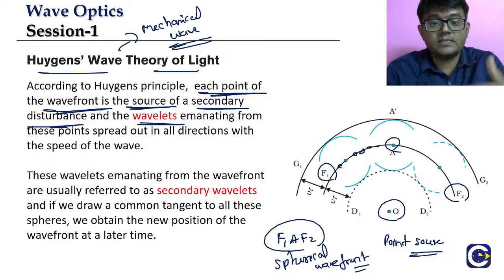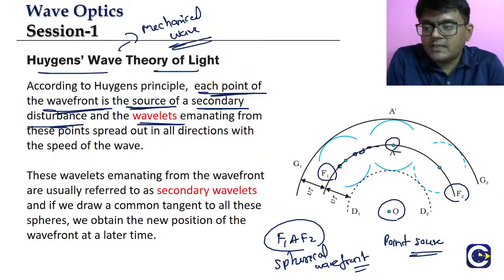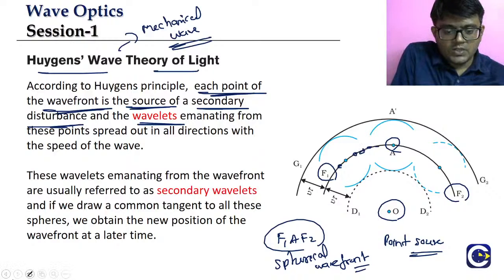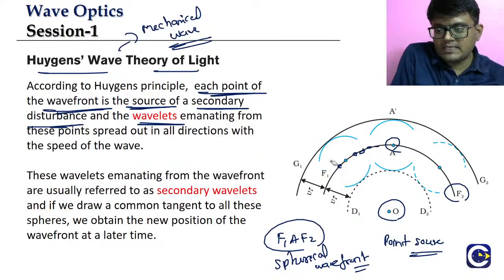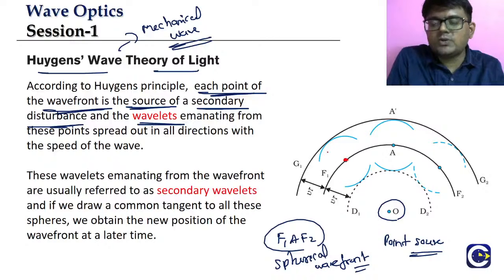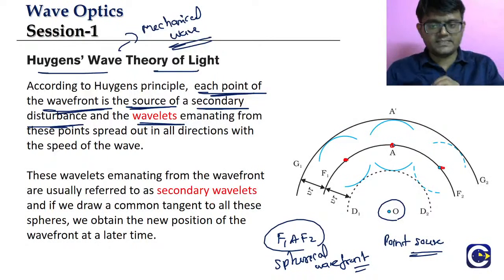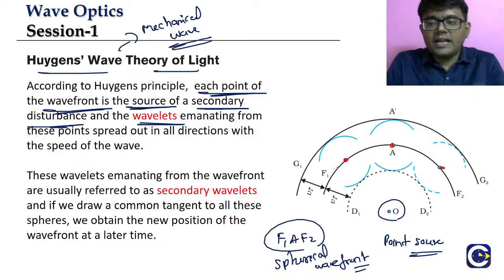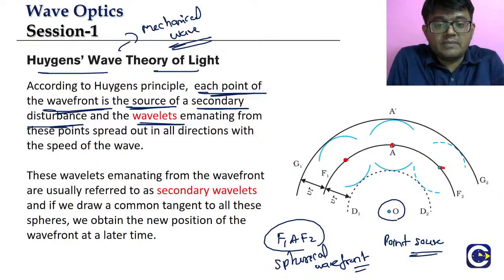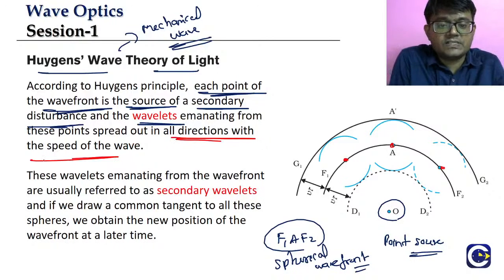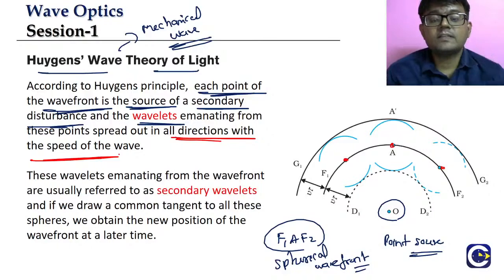So the secondary disturbance is going to be called what? Wavelets. You can see the points. We are marking the points in the sky blue color here. We can see there are 3 points that we marked. Each of these points is going to produce wavelets, and these wavelets will be originating from those points on a wavefront, and they will be spreading out in all different directions. How will they spread out? They will be spreading out with the speed of light.